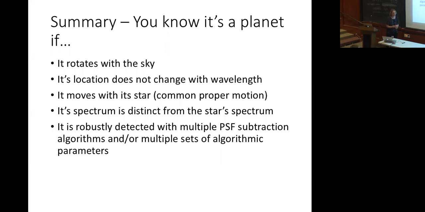Oh, when we get to contrast of 10 to the minus 10? Sorry, I think the question was: when we push towards reflected light planets, which require contrast of things like 10 to the minus 9, 10 to the minus 10, will we worry about contamination by background objects like galaxies that are at similar contrast? Yes, but these techniques will serve us well in this context as well. You wouldn't expect a distant background galaxy to have common proper motion, for example.